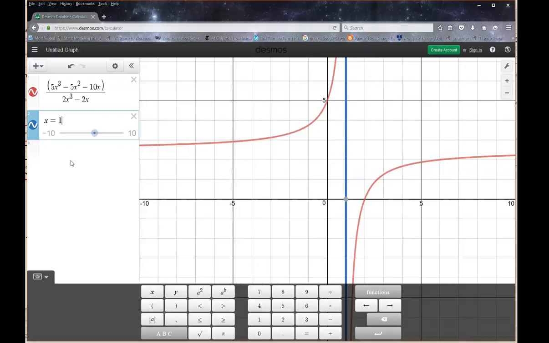So that's what I'm thinking about that question. So we went over removable discontinuities, non-removable discontinuities, and then how do you deal with vertical asymptotes? How do you factor those terms and everything?